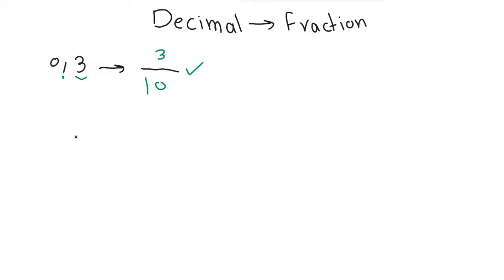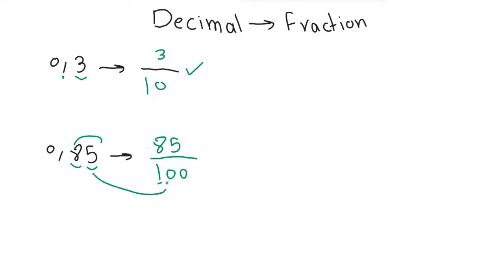It's very simple. If you had 0.85, the answer is 85, this number, over 100. Why 100? Because we have two digits after the decimal. The decimal is 1, and for each digit we will write a 0.